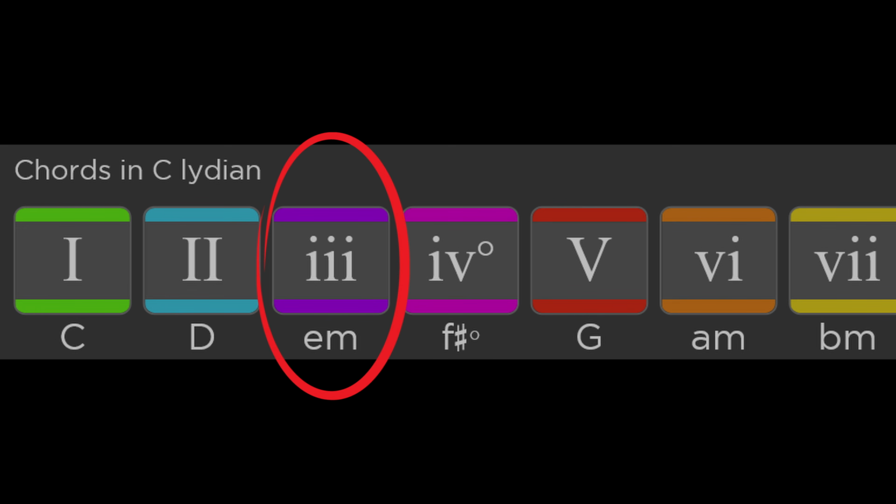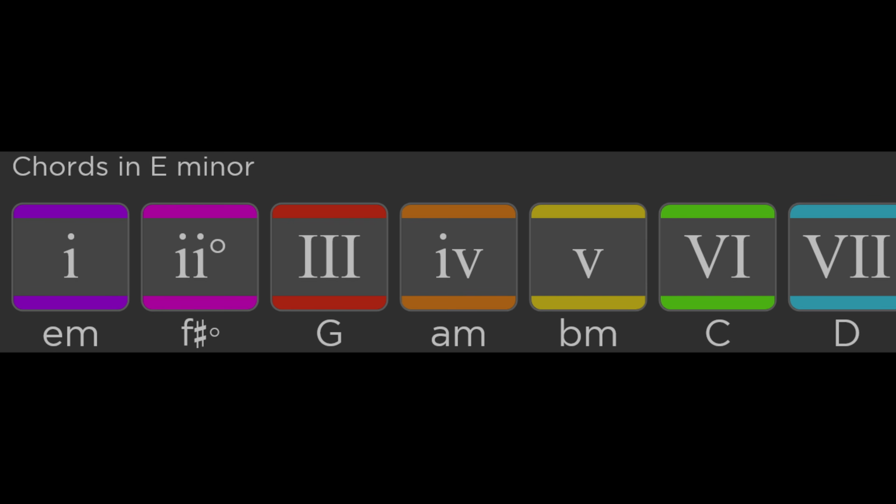You can also run into a similar thing with the 3 chord. In our key of C Lydian, the 3 chord is E minor. Here are the chords in the key of E natural minor/Aeolian. You can see that once again it has the same chords as C Lydian.